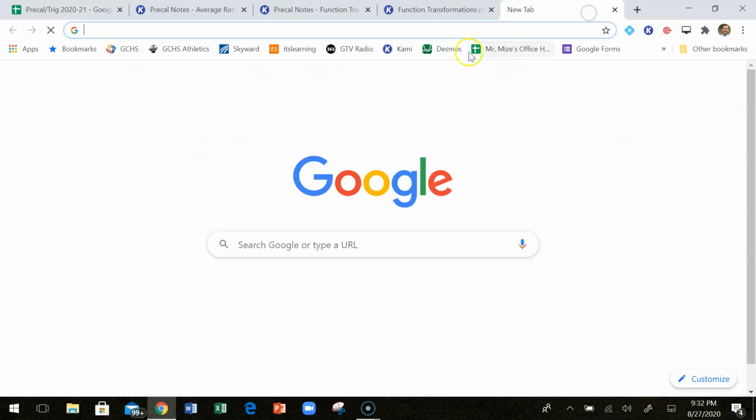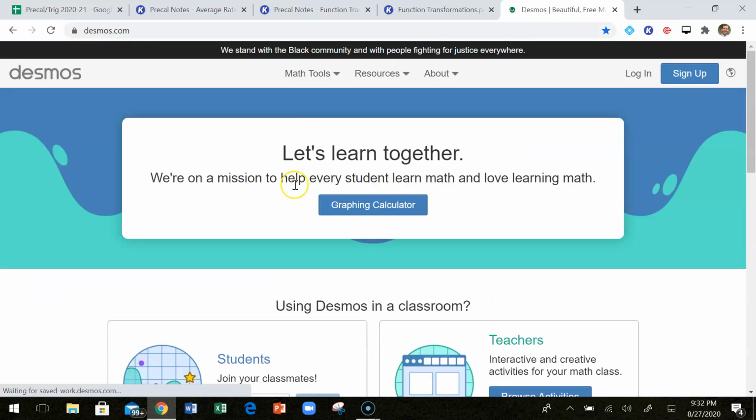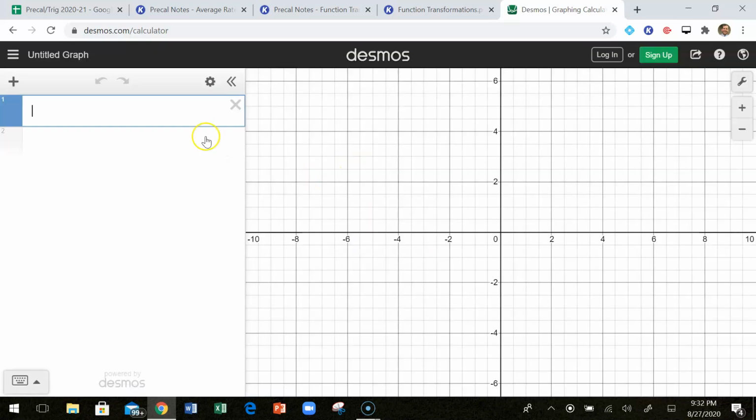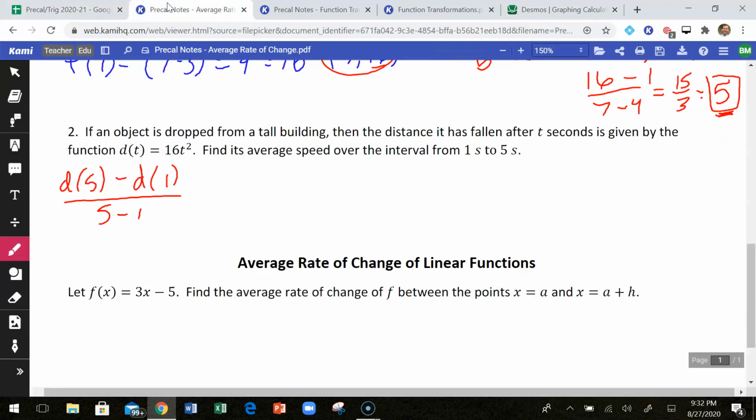Okay, so pull up Desmos here. So that's essentially 16 times 25, which is 400. So again, d of 5, if I plug 5 into this function, I get 400.